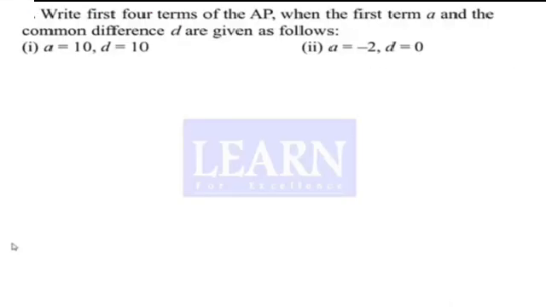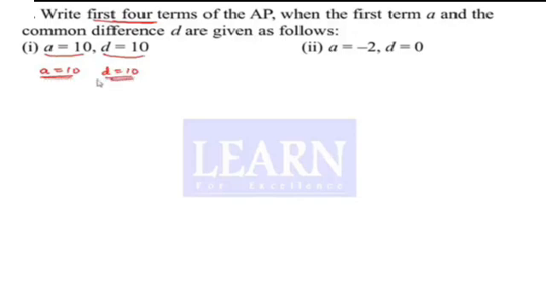Write the first four terms of the AP when the first term A and the common difference D are given as follows. Here they have given A equals 10 and D equals 10. We need to find the first four terms, that is nothing but A1, A2, A3 and A4.